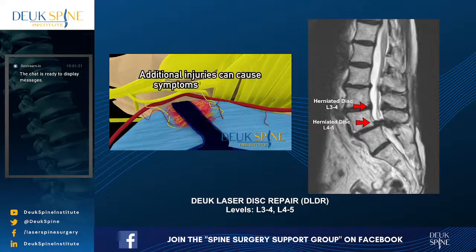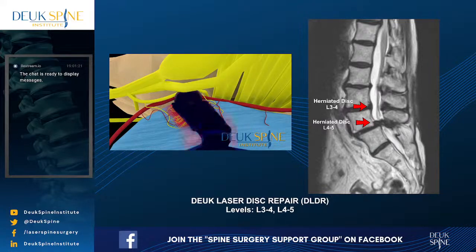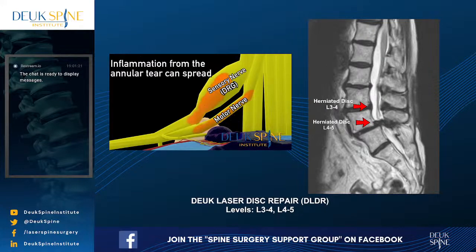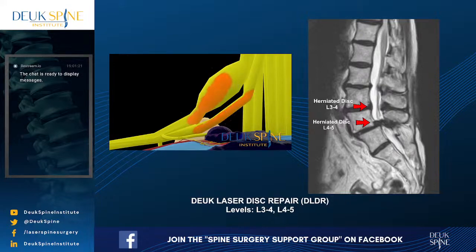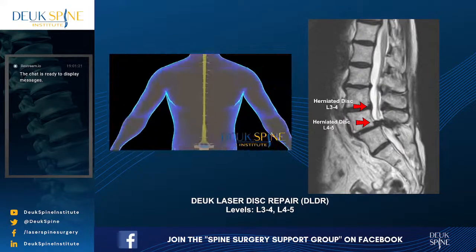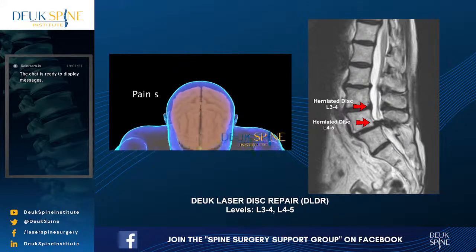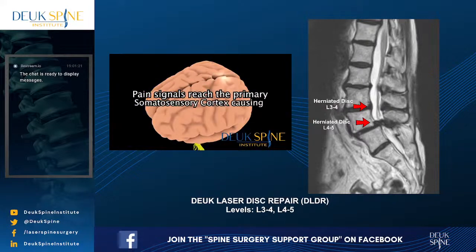Additional injuries can cause symptoms to worsen. Inflammation from the annular tear can spread to nearby nerve roots, causing leg pain. Signals travel up nerves to the brain, causing localized back pain. Pain signals reach the primary somatosensory cortex, causing conscious awareness of pain.